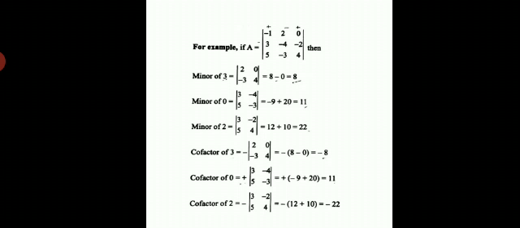Now solve this determinant by cross multiplying. 2 into 4 is 8, minus 0 into minus 3 is 0 only. So you will get the minor of 3 equal to 8.